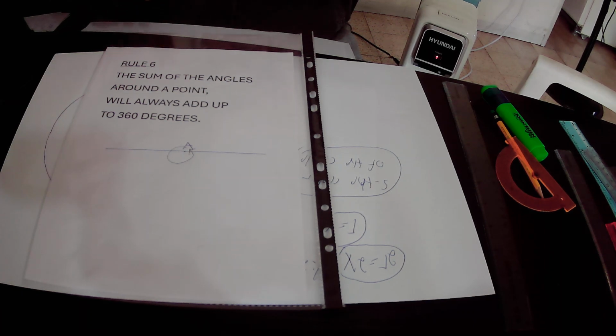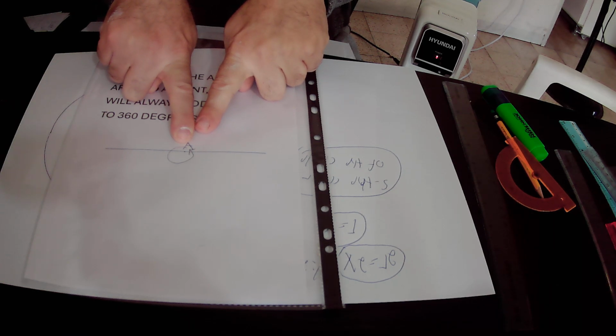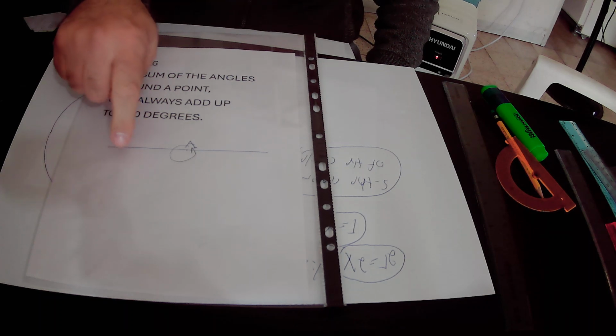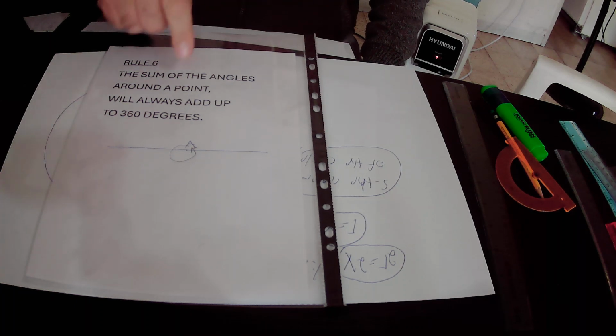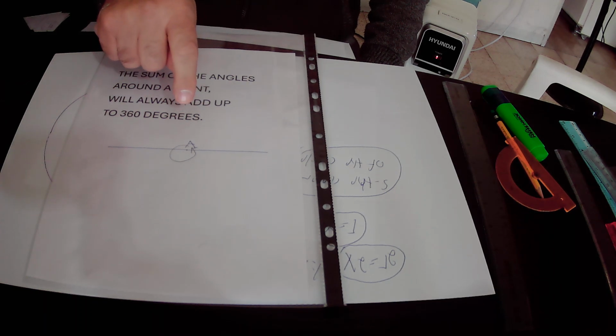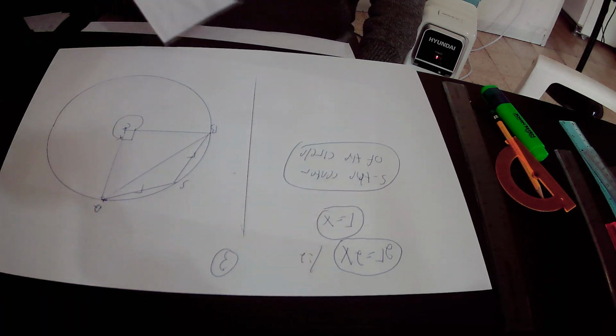So which angles do we have on the upper side of the straight line at point A? This angle must be equal to 180 degrees according to rule number 3. Likewise, according to the same rule, the sum of the angles on the lower side of this straight line at point A must also be equal to 180 degrees. So in total, the sum of the angles around point A is 180 degrees plus 180 degrees, that is 360 degrees, exactly according to rule number 6.